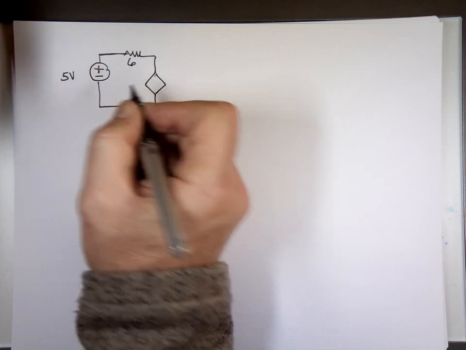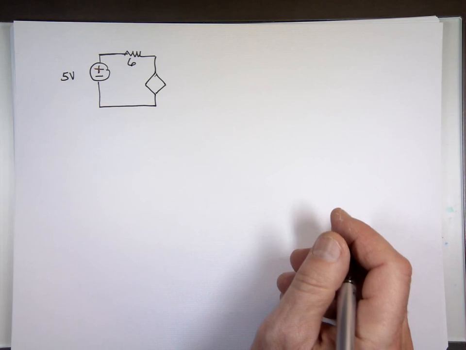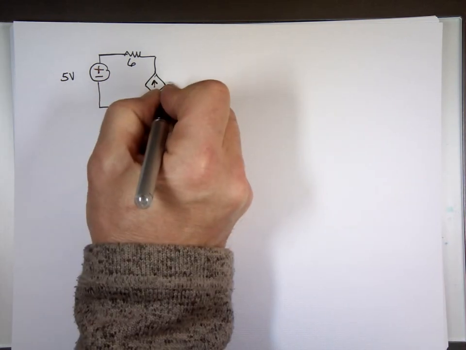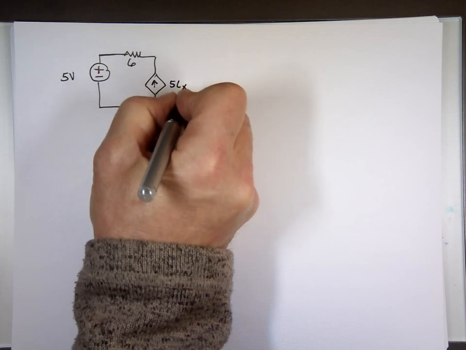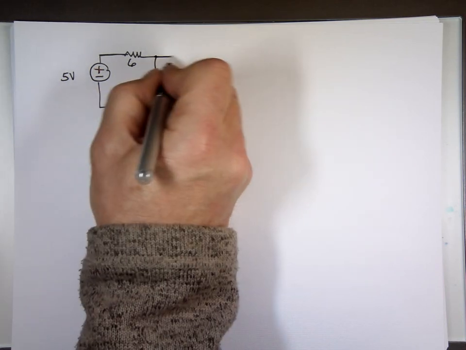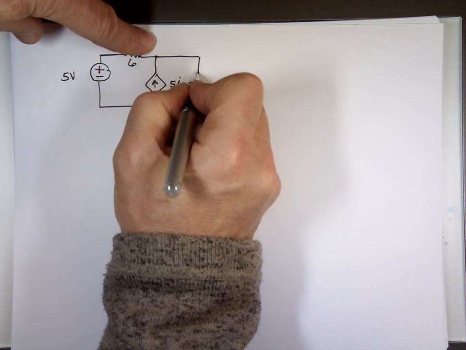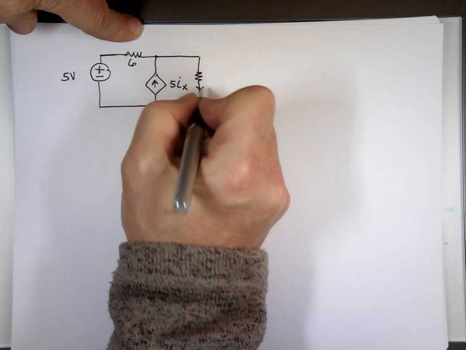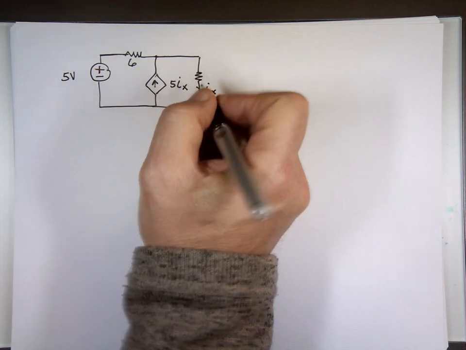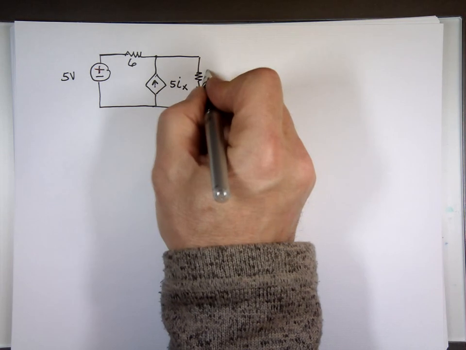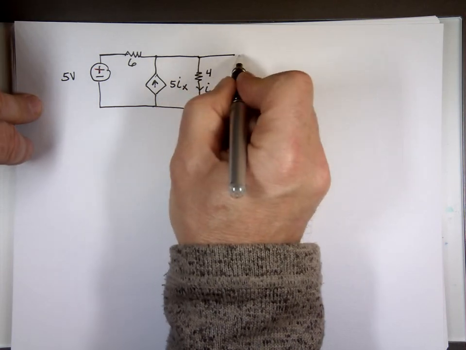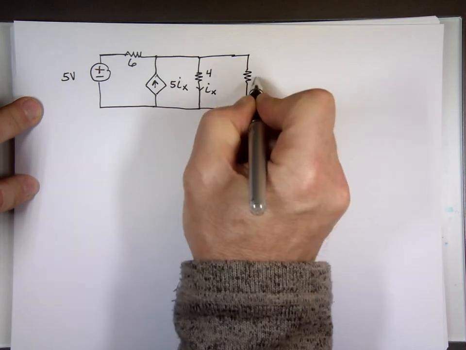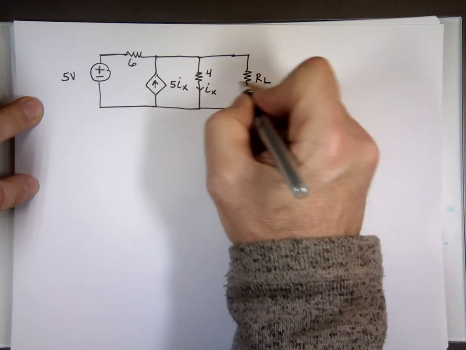I can do a dependent voltage or current, doesn't really matter. I'll put a dependent current just to be different. And the value of that, 5 times I sub x. I'm going to define this as I sub x, the current through that resistor. And let's give this resistor some value. That's 4 ohms. And this is my load resistor, R sub L. I can give it any number. I can make it adjustable too.